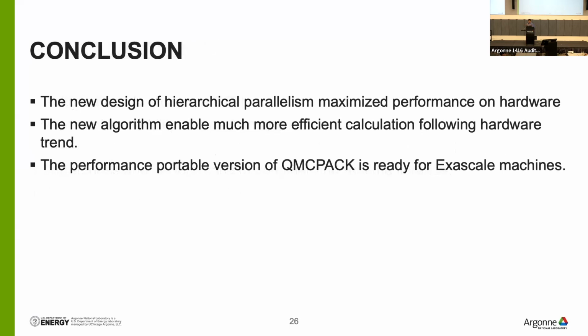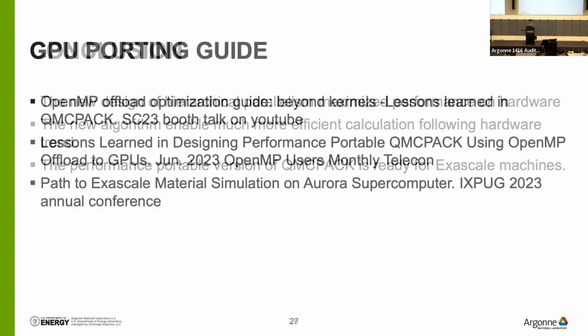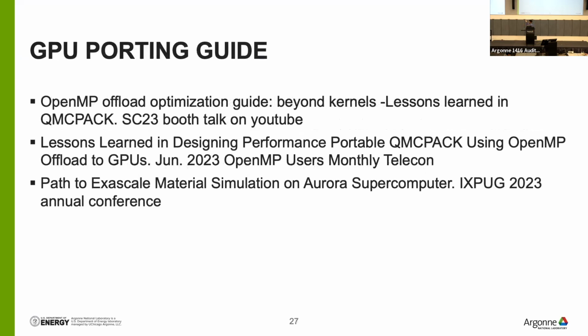Okay, conclusion. For QMCPACK, we put in a new design under the ECP effort, and we were pretty happy with the result: the new code can replace the old design, all the CPU portion and all the GPU portion. Now we have a single one to maintain, we have much better algorithms in use, and it's ready for exascale machines. I have a last slide, but I won't present it.